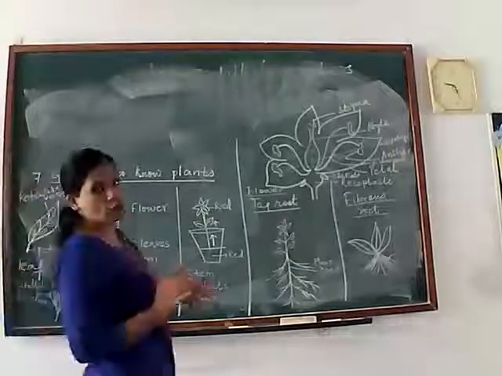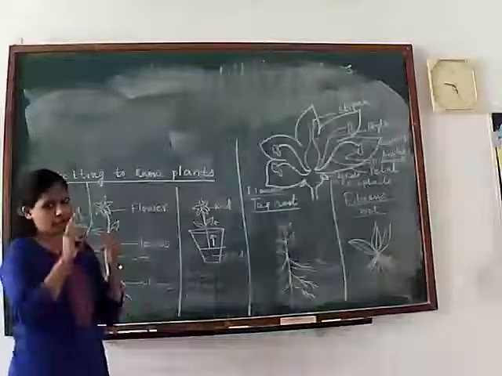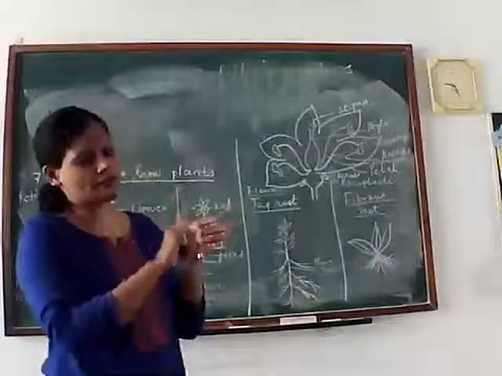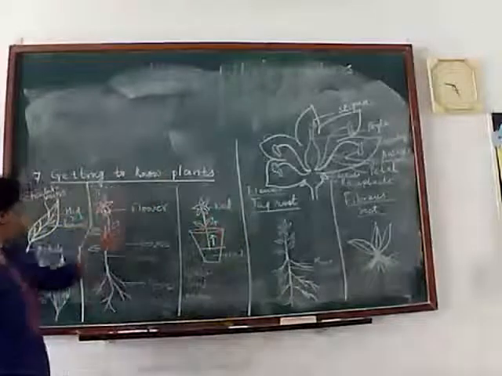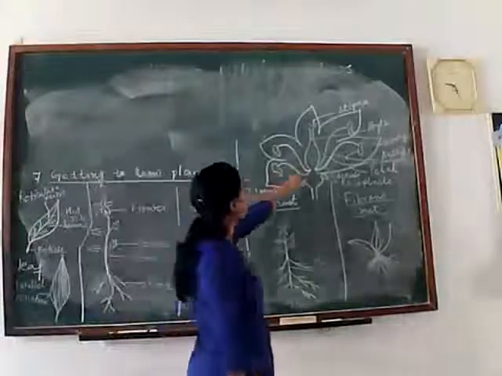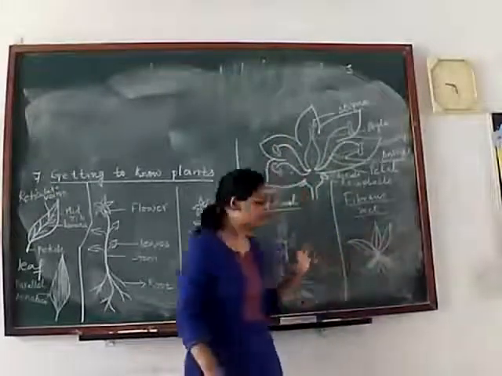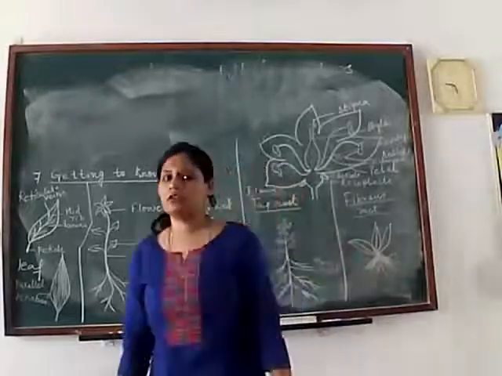Okay, children. In this class, what all have we studied? We have studied about different types of plants. We have studied about herbs, shrubs, and trees. There are climbers, there are creepers. Then parts of flower, parts of leaf, and then we have types of roots. There are fibrous roots and tap roots. Okay?